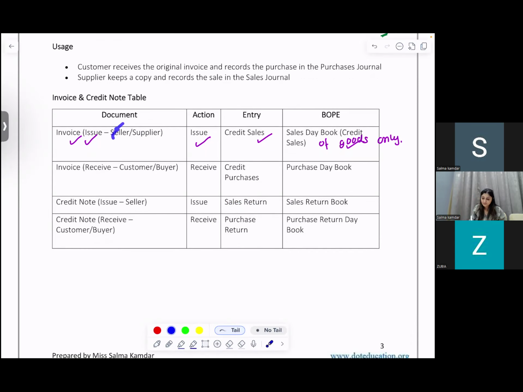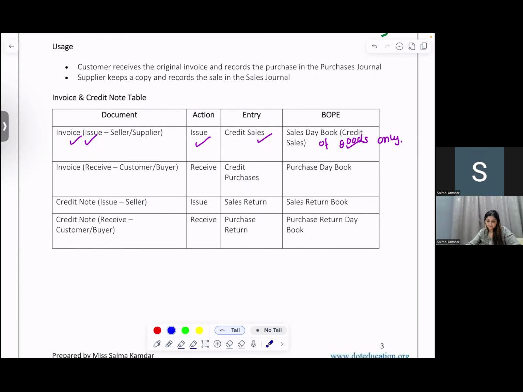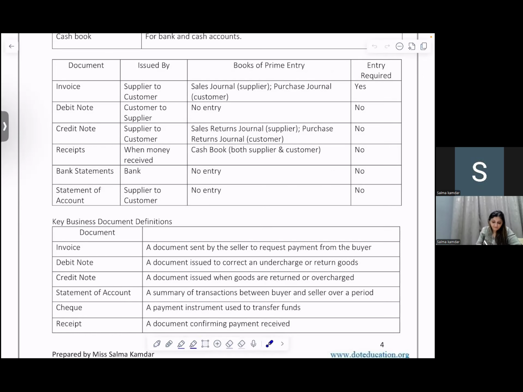Invoice issued is for credit sales. Invoice received is for credit purchases. Credit note issued is for sales return. These are the entries I'm talking of. And credit note received is for purchase return. So now if you see over here, we have 1, 2, 3, 4, 5, 6 types of business documents.